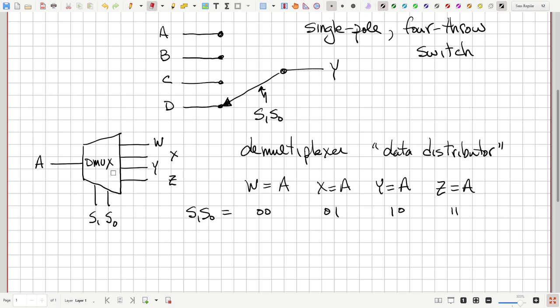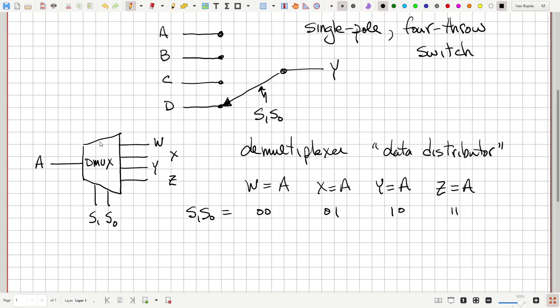Now, an application for the demux could be, again, an output port, say, of a microcontroller, and these would be a number of different peripheral devices which we want to control. We could use the selection signals to connect the output port of the microcontroller to a given one of these peripherals, and then send control signals to that, then change the selection signals to connect to a different peripheral and send control signals to that, and so on.